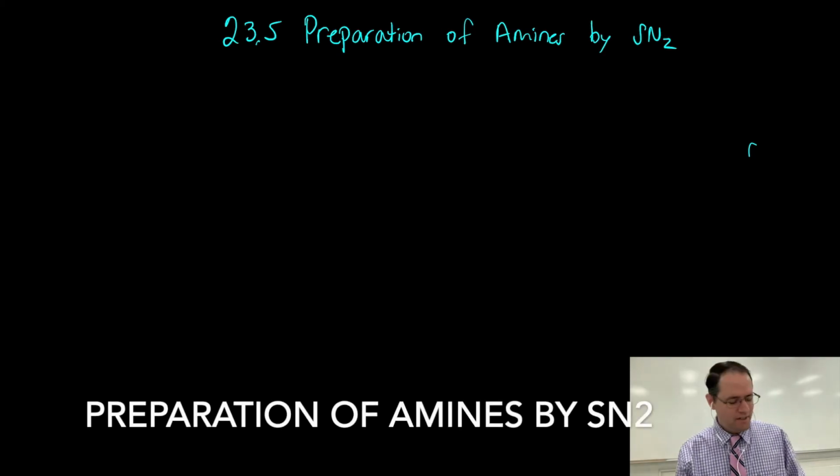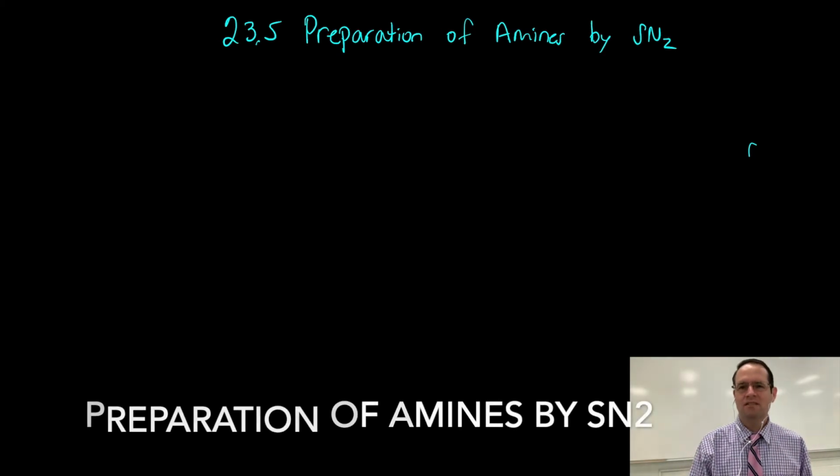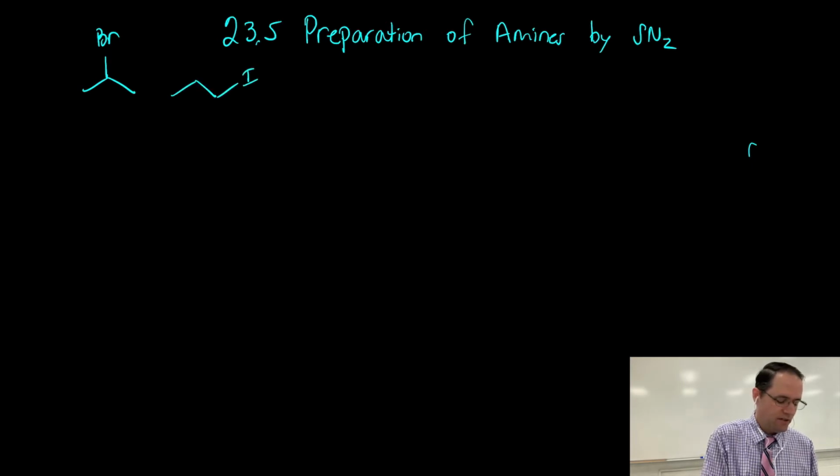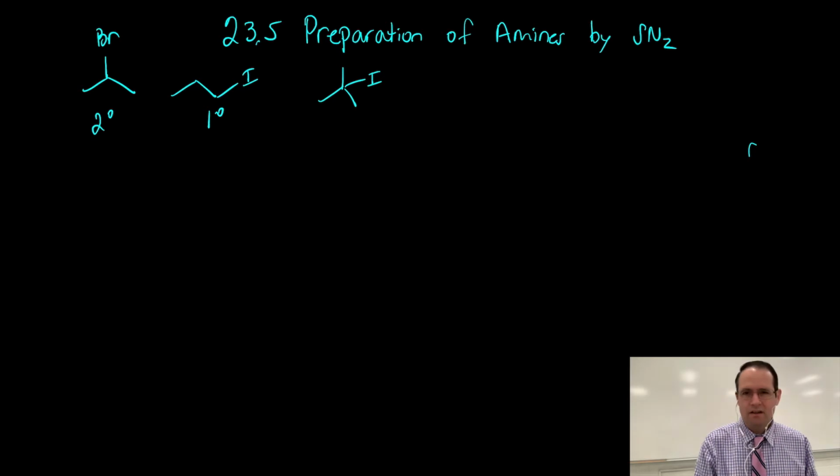Section 25, we're talking about preparation of amines by SN2 reactions. Remember that the bimolecular nucleophilic substitution reaction works great with bromide and iodide leaving groups in particular, on alkyl halides that can be either secondary or primary. We are not going to be doing SN2 reactions on tertiary alkyl halides, no matter the leaving group, okay? So just keep that in mind.